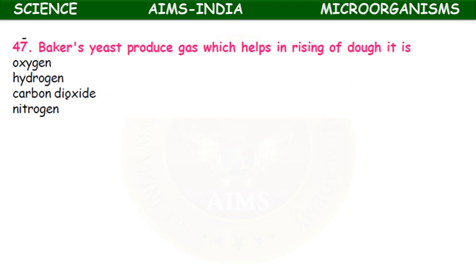Next, Baker's yeast produces gas which helps in rising of dough. It is which gas? Oxygen, hydrogen, carbon dioxide, nitrogen. So it is the carbon dioxide which raises the dough.